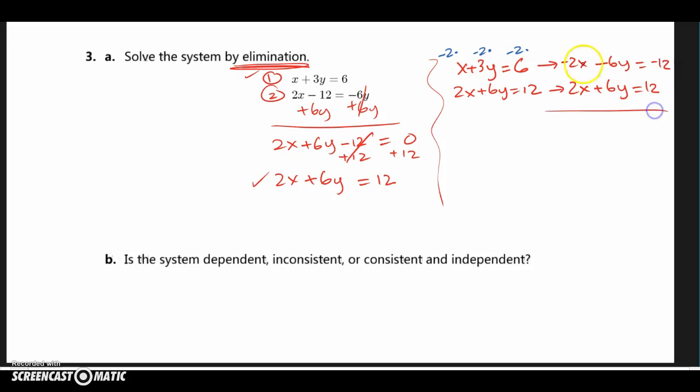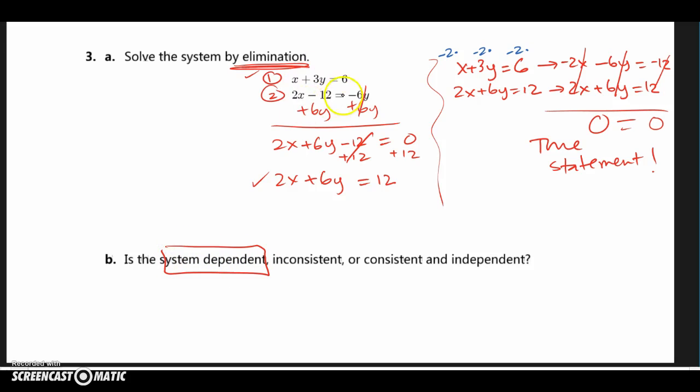Now what happens here is when I add them, these guys go away. These guys go away, they cancel. So I have a 0 left on the left side equals, these guys cancel as well, and I have nothing left on the right side. I get 0 equals 0, which is a true statement. And remember, when you get a true statement and all your variables disappear, that is a dependent system. That means if I were to graph these two guys, they would be identical lines. They would lie on top of each other.